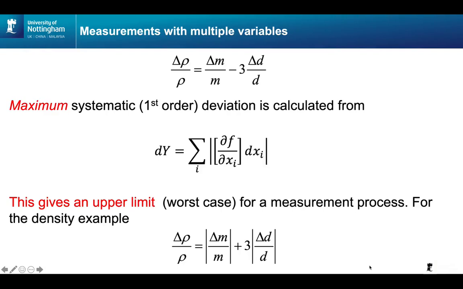Typically, just adding up those terms will give us the worst case measurement, and that will give us the absolute value of delta m over m plus 3 times the absolute value of delta d over d. So that minus sign disappears.